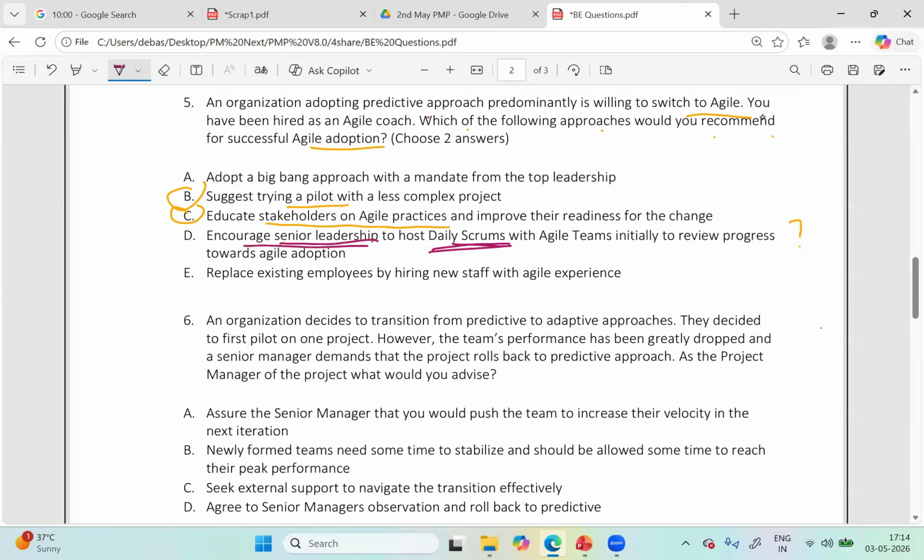Senior leadership is not welcome in daily scrum. They are not attendees. Forget hosting, they're not attendees even. That is why D is an incorrect suggestion on agile. That is why D is not the right answer. But I tell you, we haven't studied D yet, so if you didn't know, it's okay.